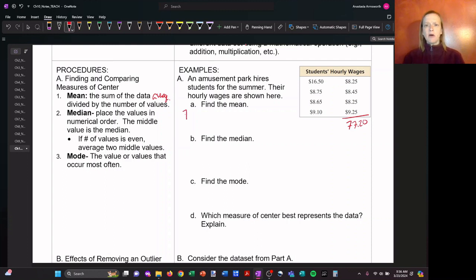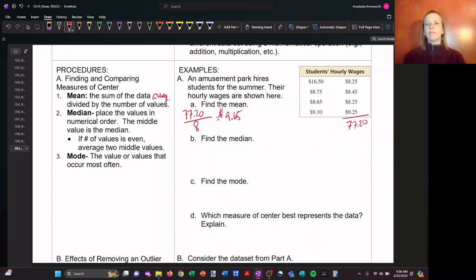So I sum all the data together, and then I divide by the number of values I actually added together. And there are 8 hourly wages listed in this table, so I'm going to divide by 8. And when I do the division, I get an answer of $9.65. So the average hourly wage for these students at the amusement park is $9.65.